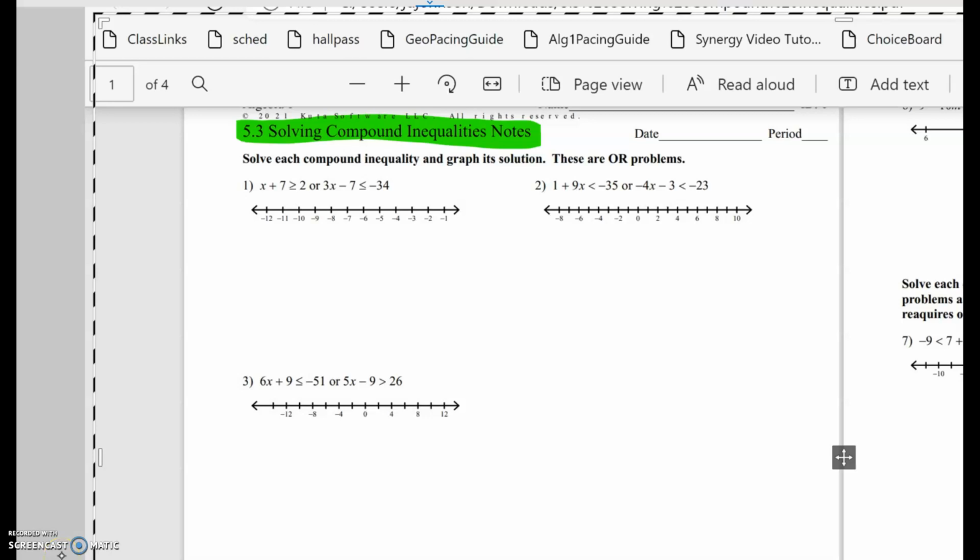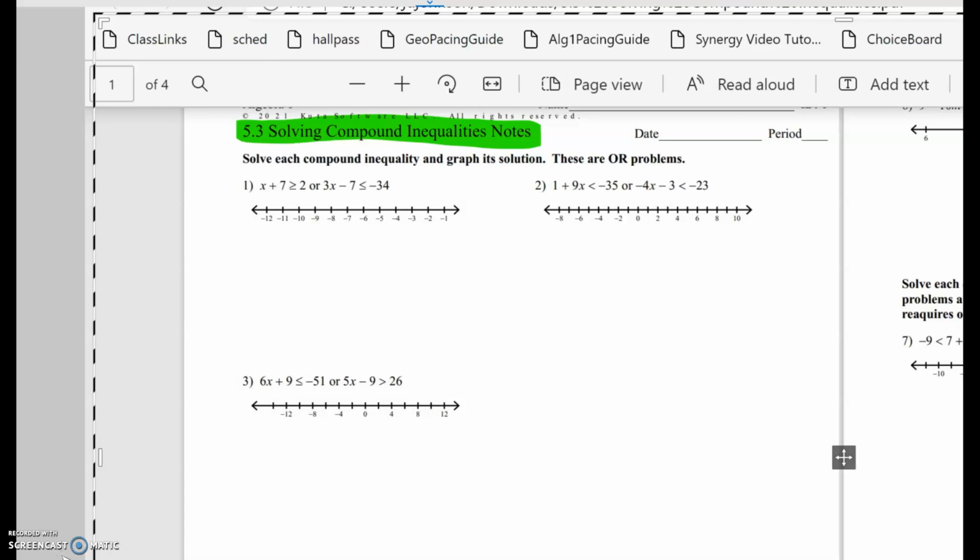In this video, we're going over lesson 5.3, solving compound inequalities. Compound inequalities are when you take two inequalities and put them together with the word "or" or the word "and." To get started, we're going to solve some compound "or" inequalities.